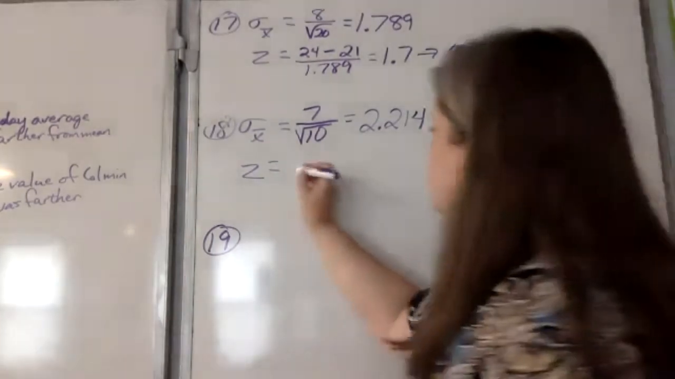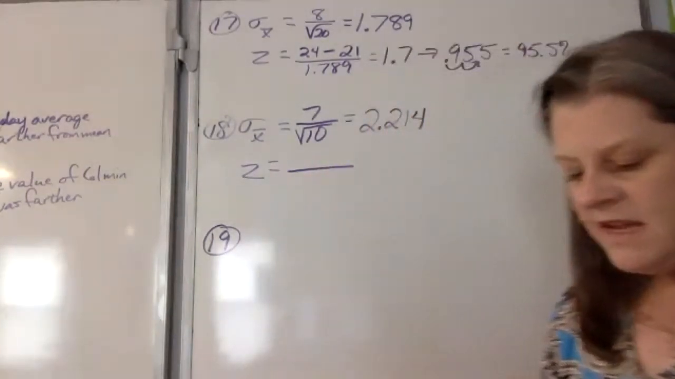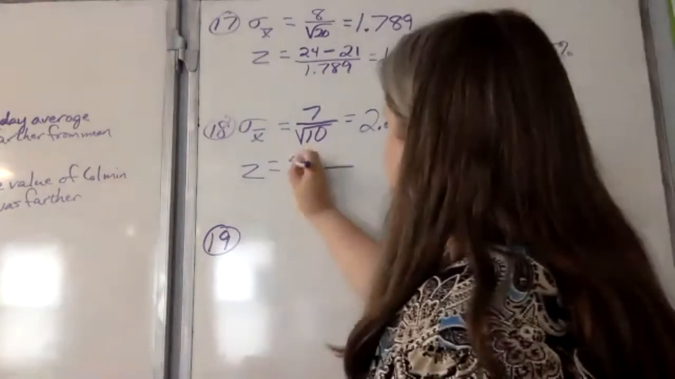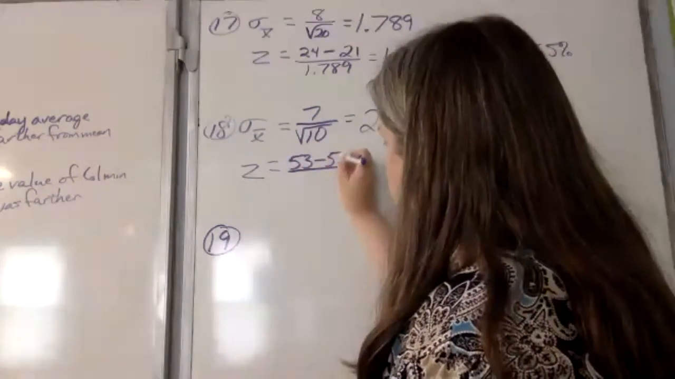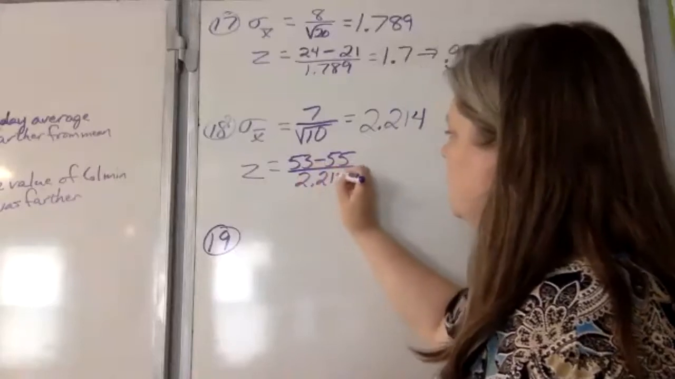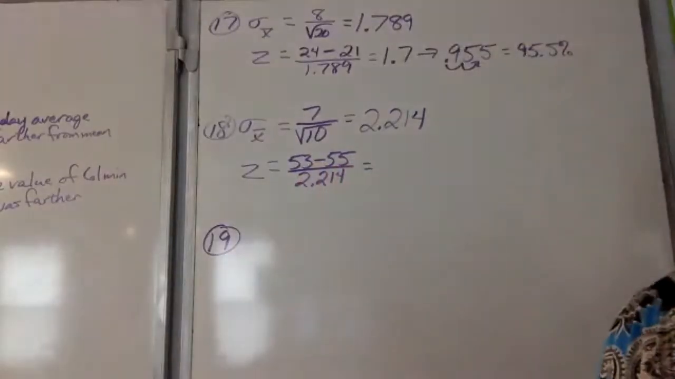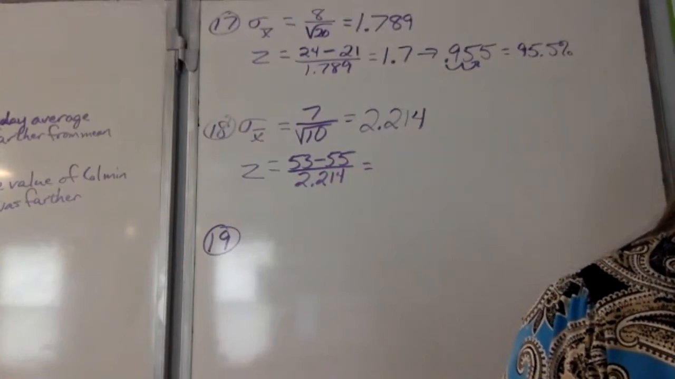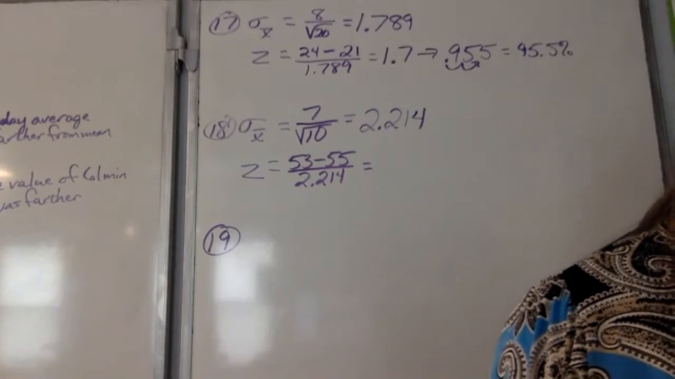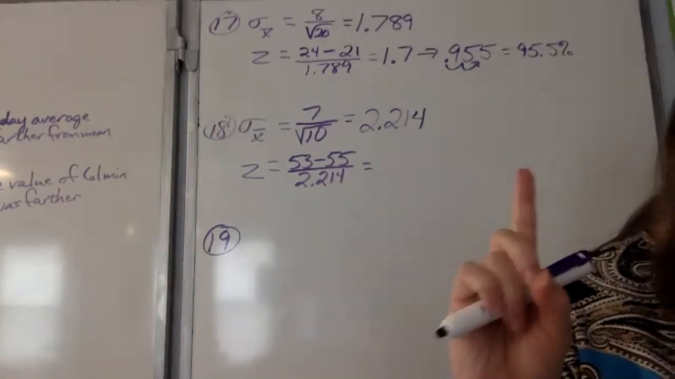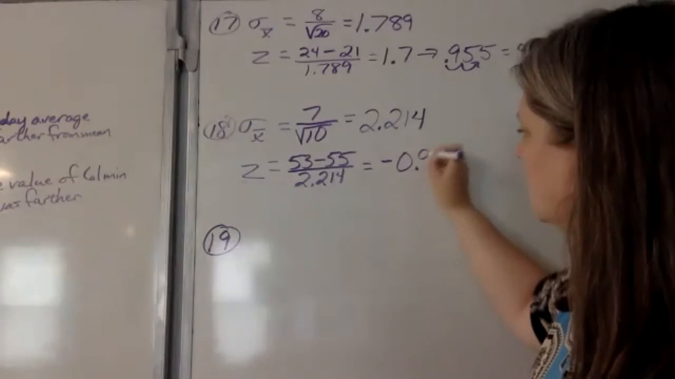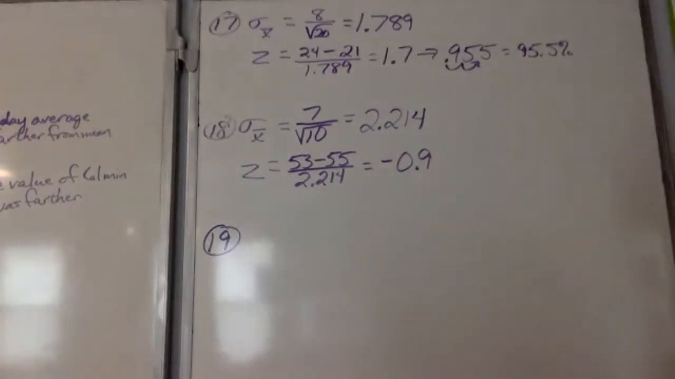And then now I do my z-score. It says 53 inches is the x value. So I have 53 minus the mean of 55 and divide that by the 2.214. Finding a z-score, only want one decimal place. Is that what y'all got? Yes or no? Yes.